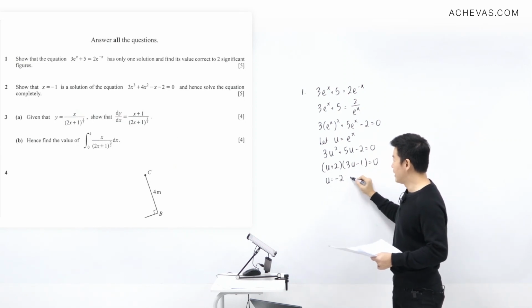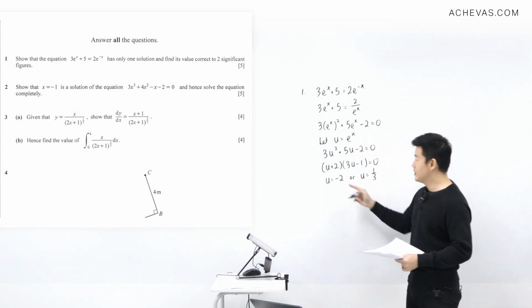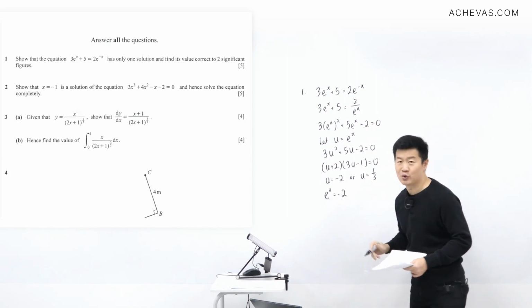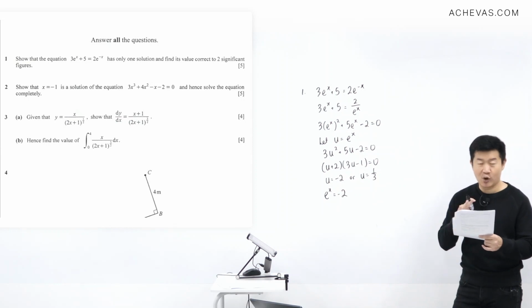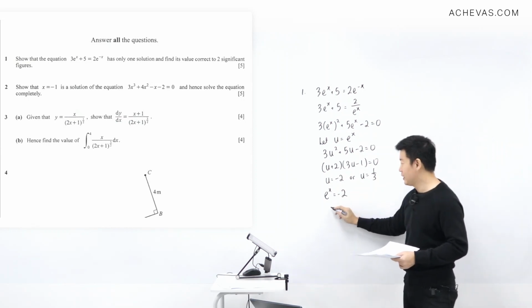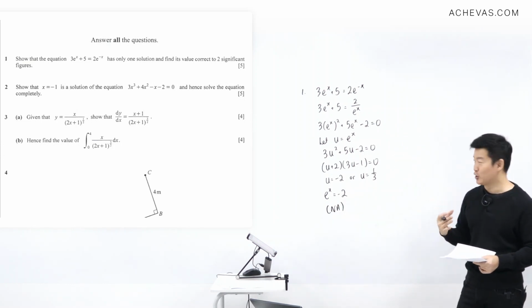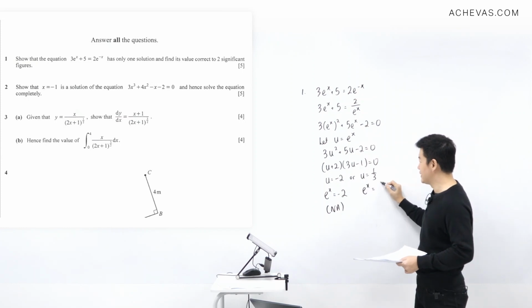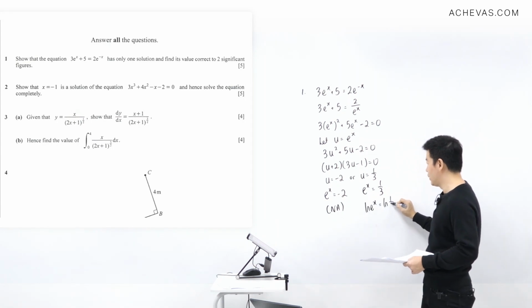So u will be minus 2 or u will be equal to 1 over 3. u is equal to minus 2 means e to the power of x is equal to minus 2. And this is impossible because e to the power of x by itself is always going to be positive. That is why we have to reject this as the equation that is going to get us a solution for x. So we have e to the power of x is equal to 1 over 3. If I were to ln both sides, we will have ln e to the power of x is equal to ln 1 over 3.